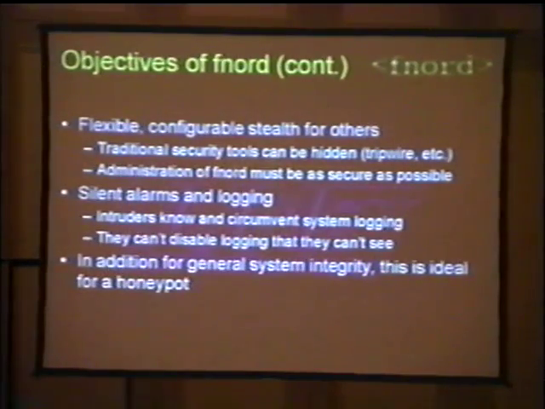While we were in there messing around with the kernel, we provide a lot of silent alarms and logging. Fnord has a separate logging channel that's not based on system logging. And of course, it's hidden by Fnord. If attackers can't see it, they can't disable it, they don't even know that we've caught them. And in addition, for our uses as a general system integrity checker, this would be ideal for a honeypot. As we'll go into later, a full root compromise of the box does not mean a full compromise of the box. There's still things that a root user can't do.